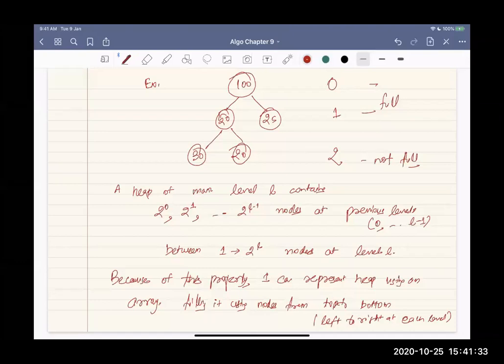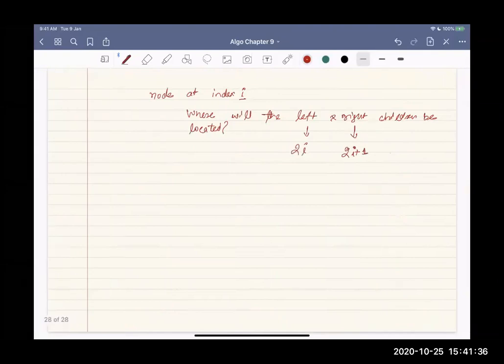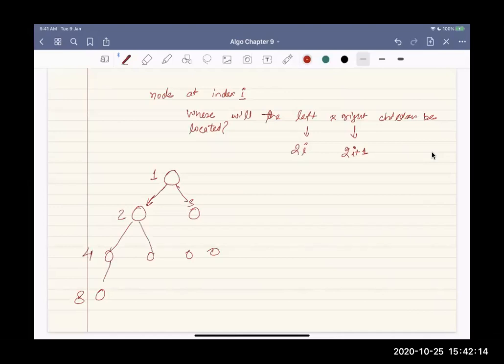Why does that happen? The idea is very easy. I have level 0, then level 1, level 2, and each level is full, and so on. Because I'm starting from 1, the first node starts at 1, then the first node of the next level starts at 2, then 4, then 8. So the children of a node are at 2i and 2i plus 1.